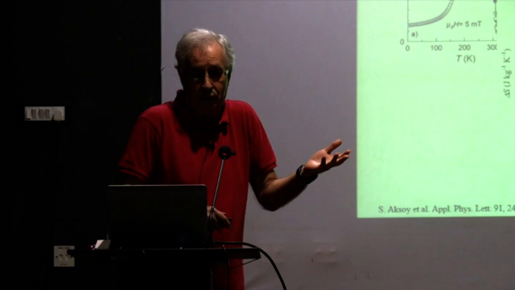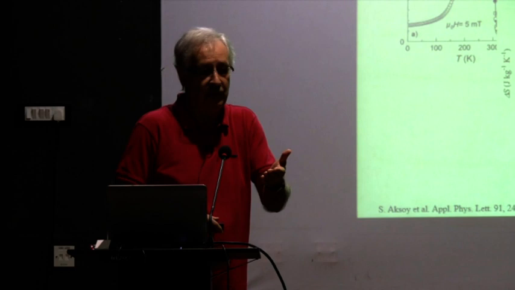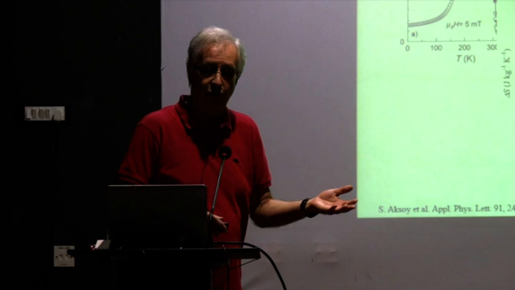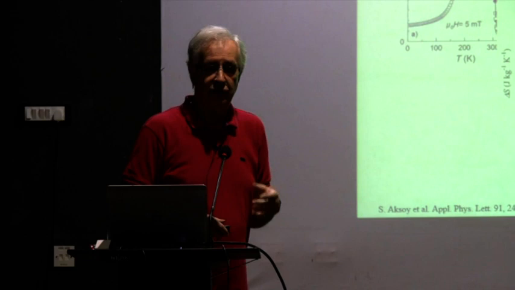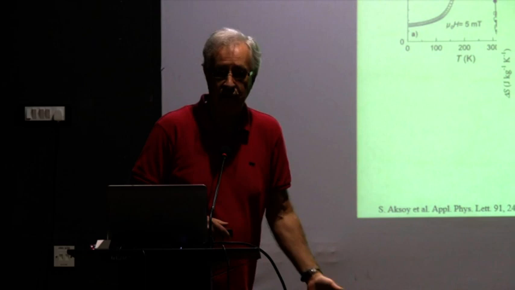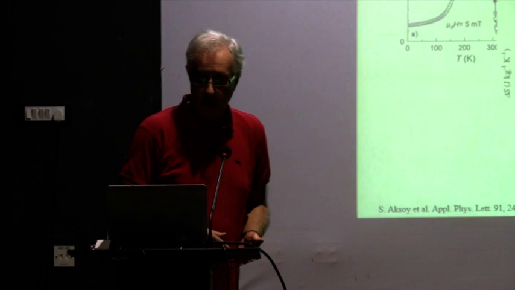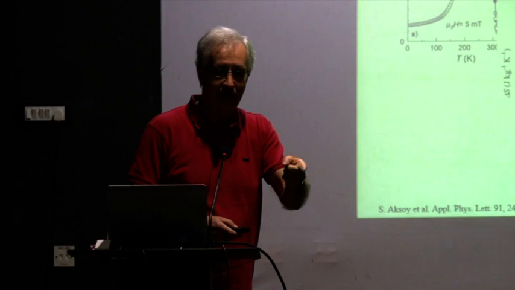You expect that because delta S is proportional to dM/dT, it's proportional to the slope. So the higher the slope, the larger is the entropy change. Also, when the difference in the magnetization is large, then of course dM/dT is also large. So it's not only the slope, but it's the magnetization itself, or the magnetization change, which also should be large. This is all okay. We applied a magnetic field, we saw a change.